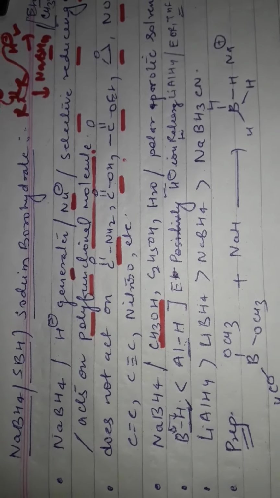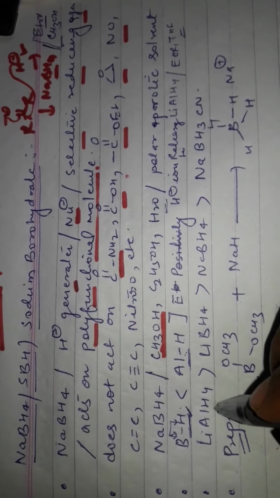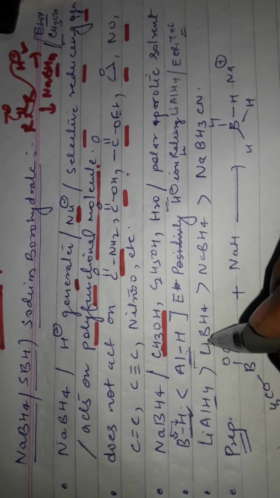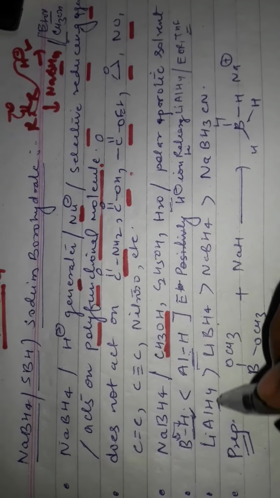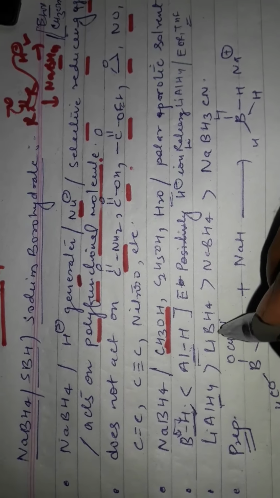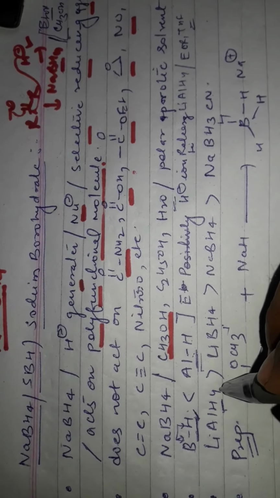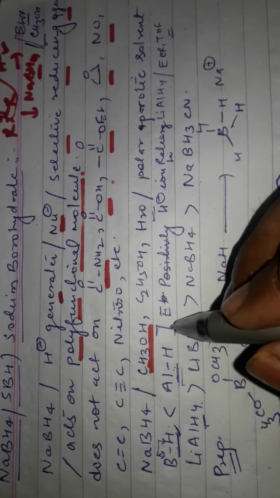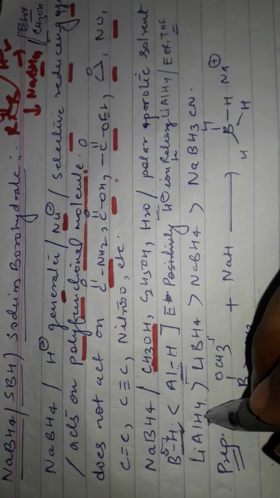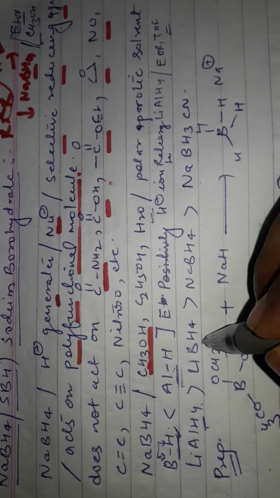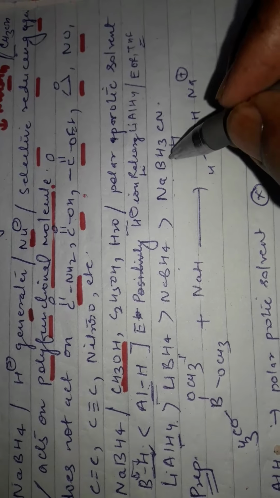The fifth point is that lithium aluminum hydride is a strong reducing agent compared to lithium borohydride. If you compare between the two, lithium aluminum hydride is very strong. And second, we have mentioned four reducing agents and compared them: lithium aluminum hydride is very strong, then lithium borohydride, then sodium borohydride, then sodium cyanoborohydride, NaBH3CN, which is a very poor reducing agent.